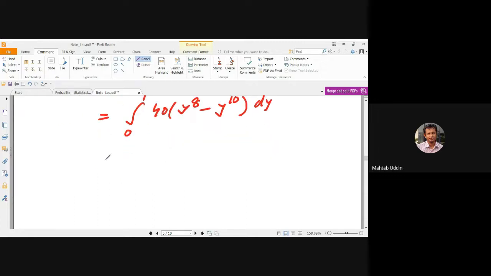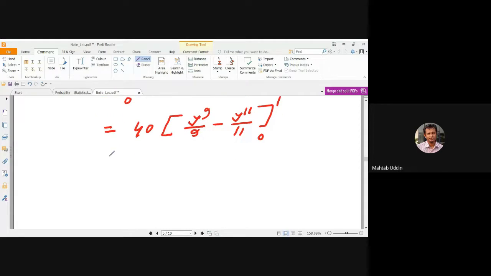Then you can write here 40 times y^9 by 9 minus y^11 by 11, from 0 to 1. You have to put the value here and apply simplification like this. 40 times (1 by 9 minus 1 by 11), and it will give you 80 by 99. You must show that your value is within the given interval.